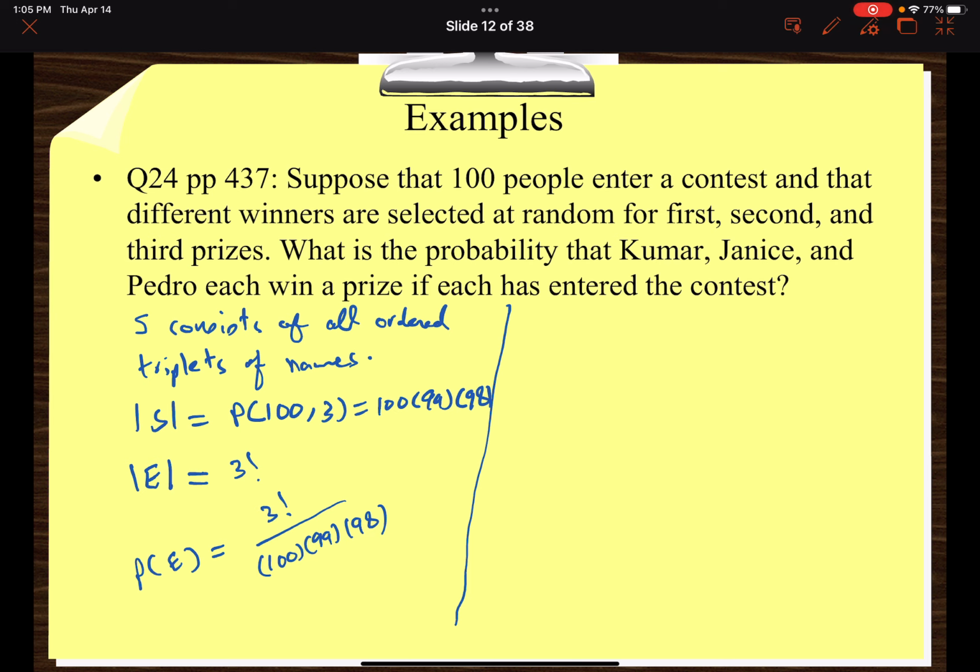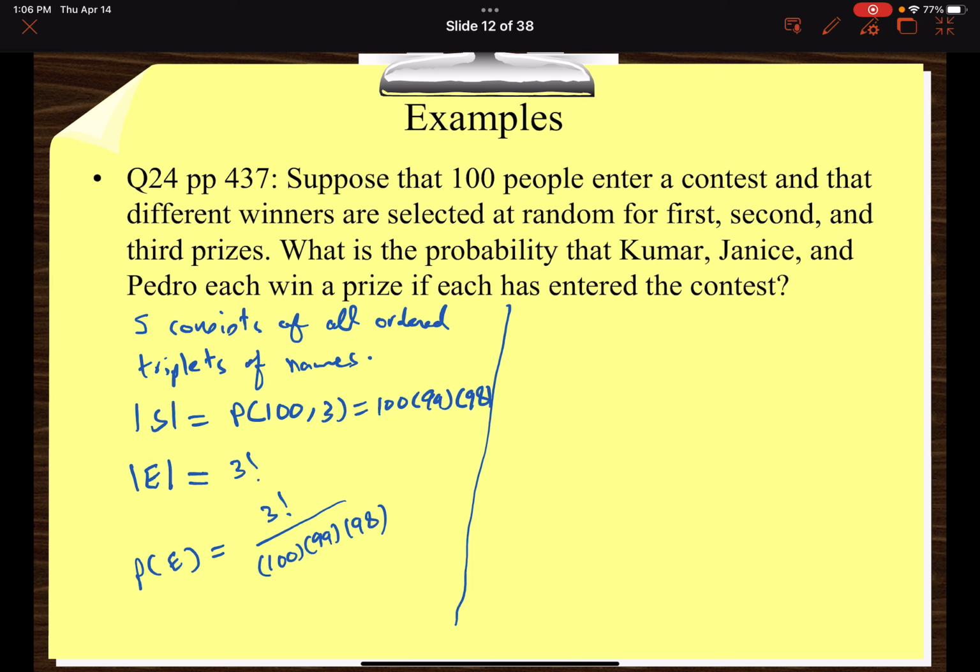Okay? ال 3 factorial هي 6. لا 3 choose 3 مش 3 choose لا. P 3,3. P 3,3 هي P 3,3. Okay? طيب.